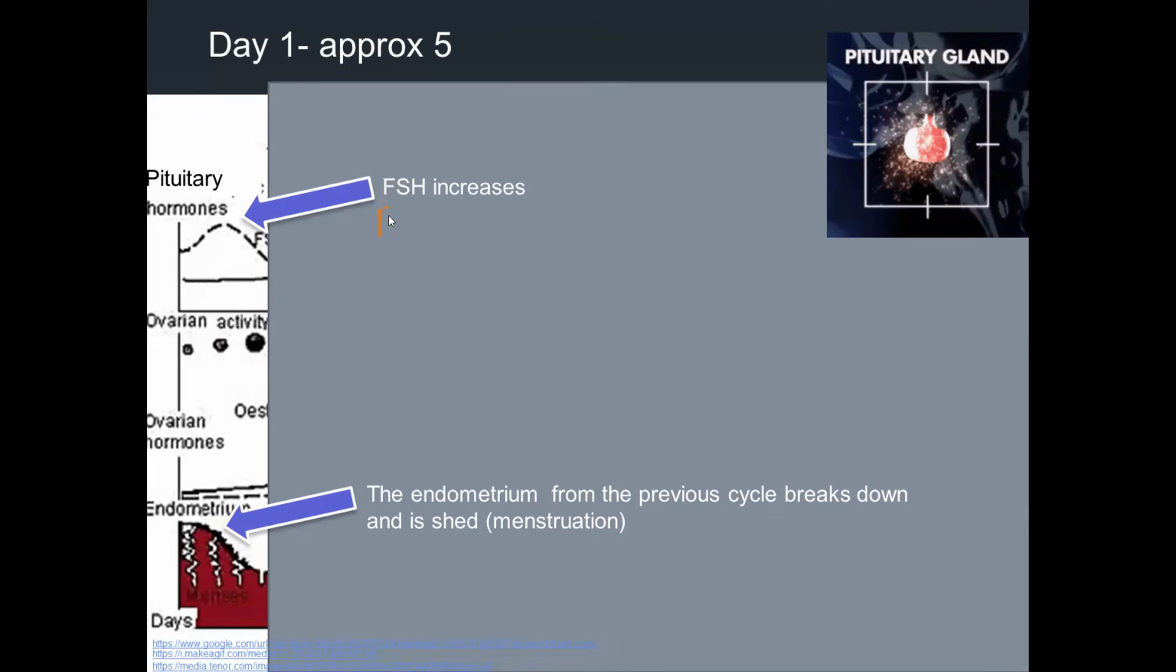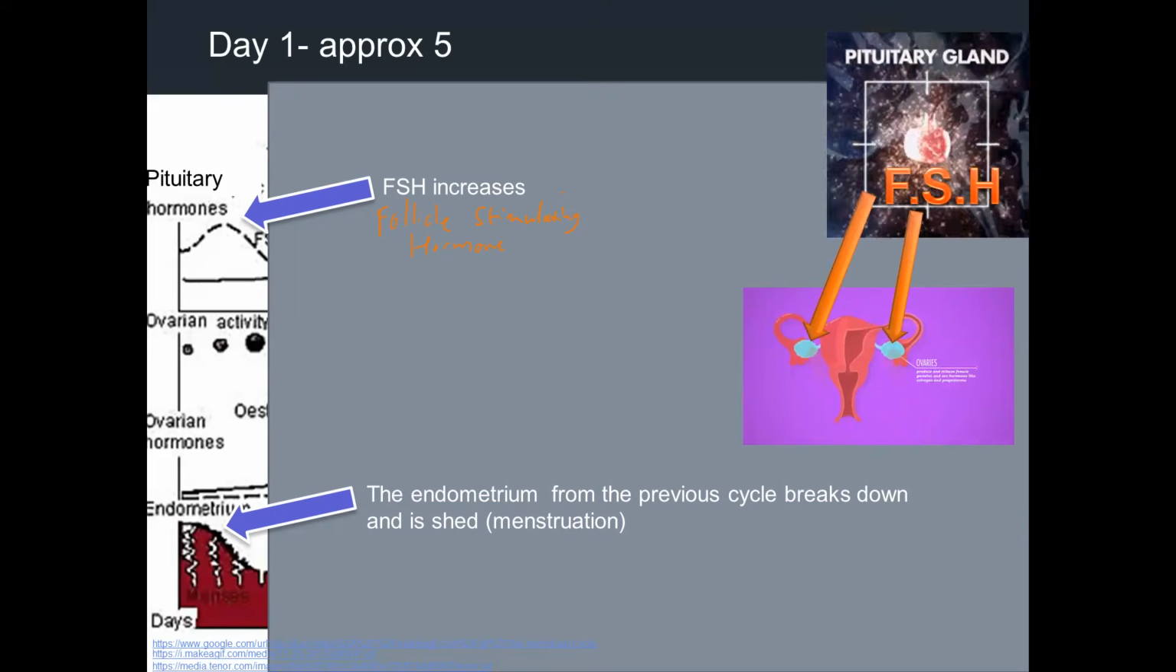Follicle stimulating hormone. By knowing the name, we already have an idea of the function. So this FSH from the pituitary gland will be carried by the blood to the ovaries.